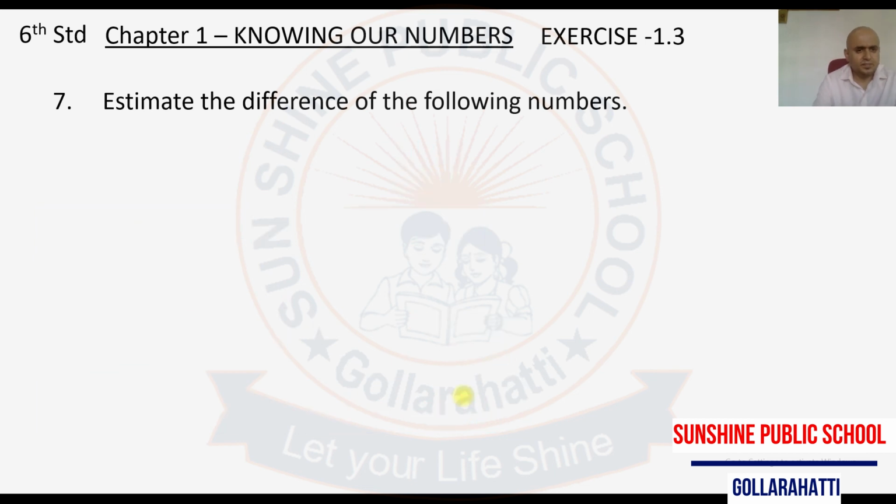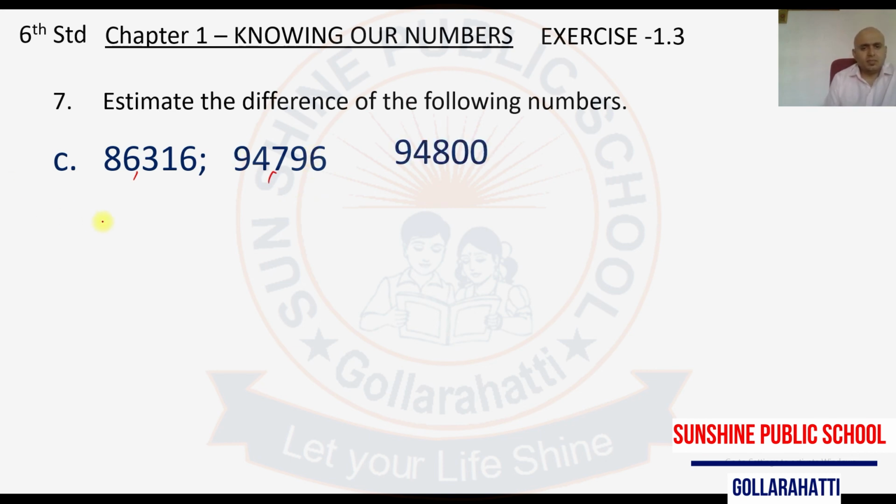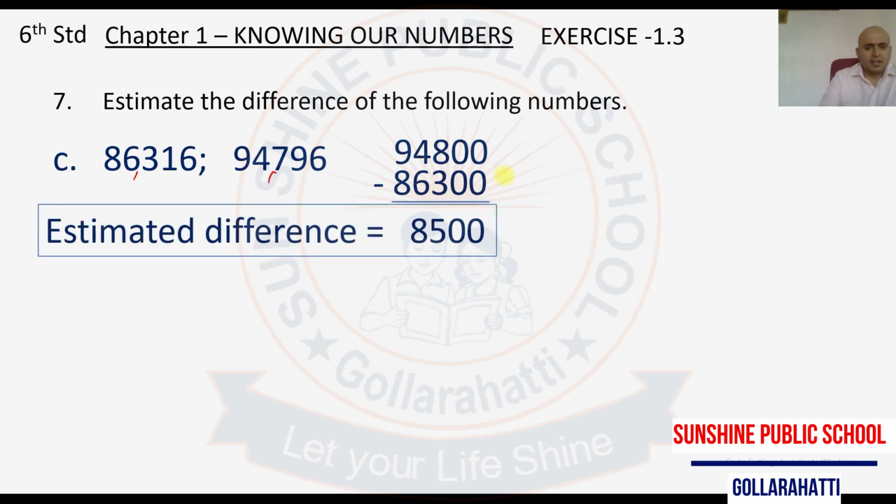Let's see the next question. 86,316 and 94,796. So if we estimate by rounding off, this becomes 94,800 and here it becomes 86,300. If you subtract, the difference is 8,500. This is the estimated difference.